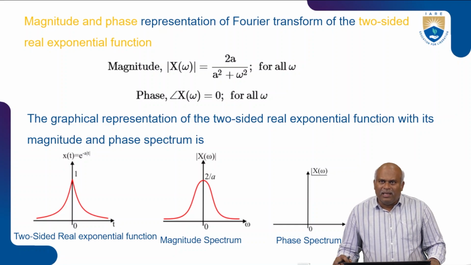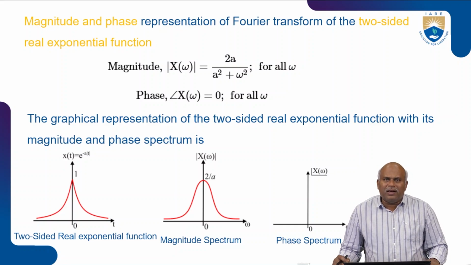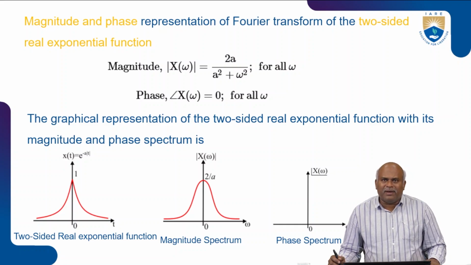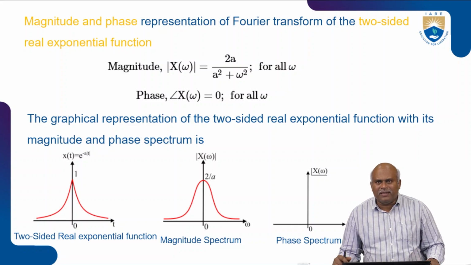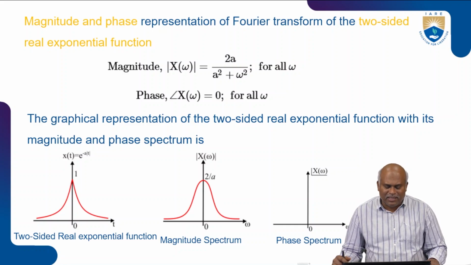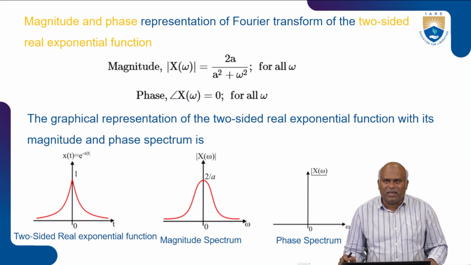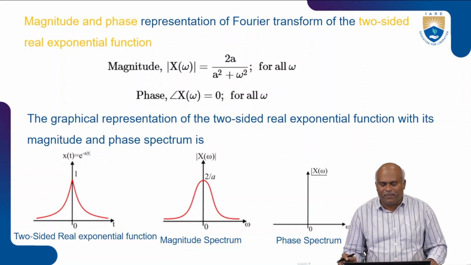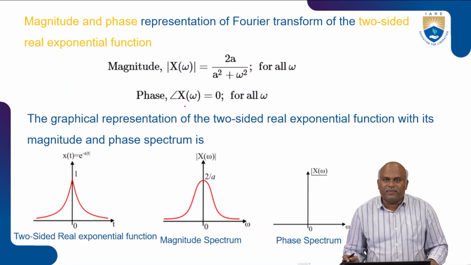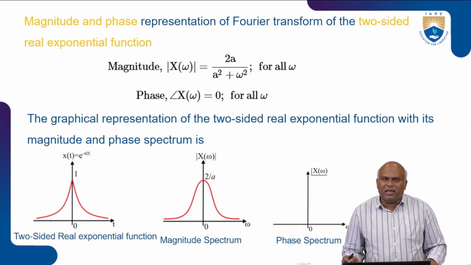Then we need to find the magnitude as well as the phase response for the two-side real exponential signal. We take the magnitude response: mod of X of omega is equal to 2a divided by a square plus omega square for all values of omega. The phase response, angle of X of omega, equals 0 for all values of omega.